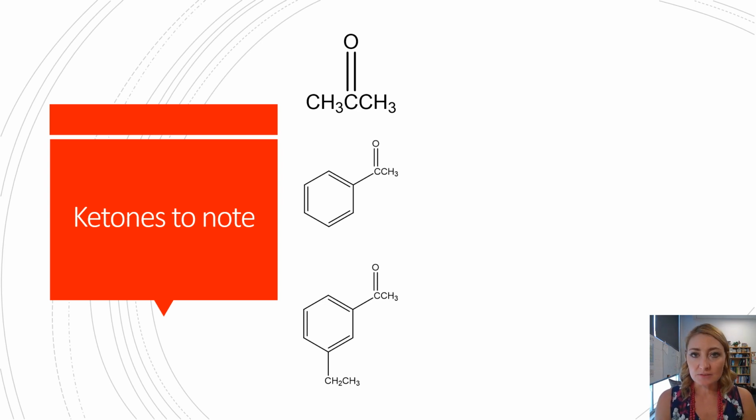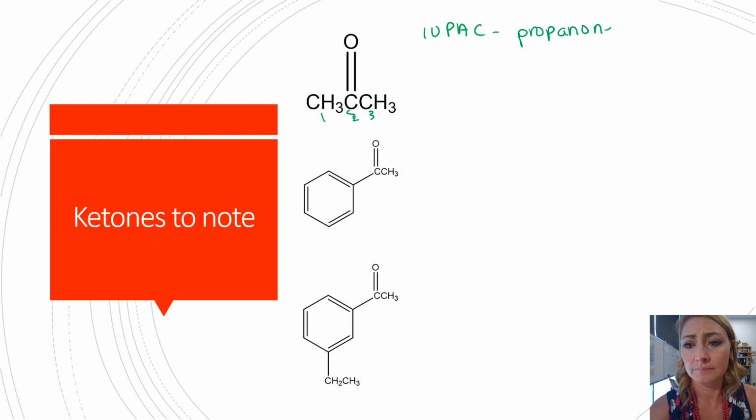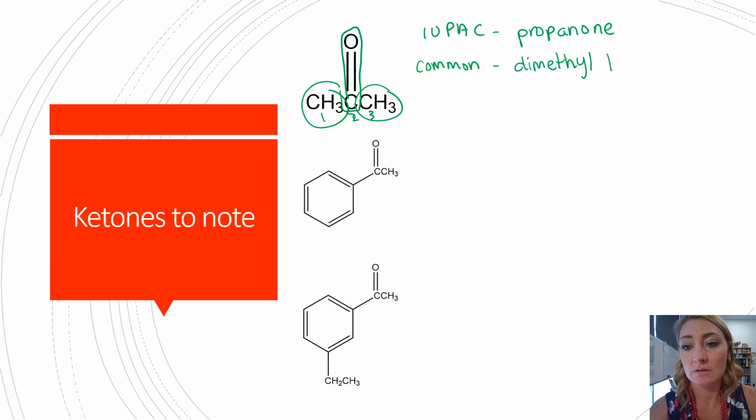So this top ketone looks simple enough. If we were to give this the IUPAC name, it is 1, 2, 3 carbons long, so we would call that propanone. Using our common naming system, we would not include the center carbonyl. It has 2 methyl groups. We don't want to repeat methyl-methyl because you sound crazy. So we would say dimethyl ketone, just like in an ether. If you had 2 methyl groups coming off of a single oxygen, it would be dimethyl ether, dimethyl ketone.